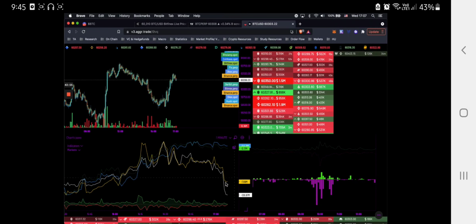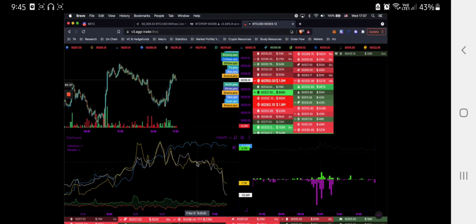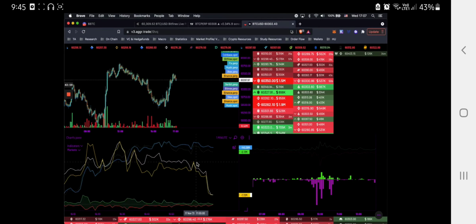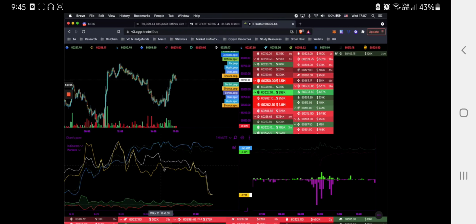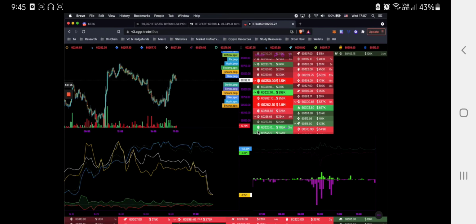But if you look at here, which is the CVD, cumulative volume delta chart, if you've watched my videos, you know that the white line is the spot markets, the yellow line is just Binance spot, and then the green and blue are the derivatives markets, one of them for Binance, one of them for the whole market. You can see that in the period of time these big Coinbase sells have come in, it's just tanked down the CVD of the spot market.